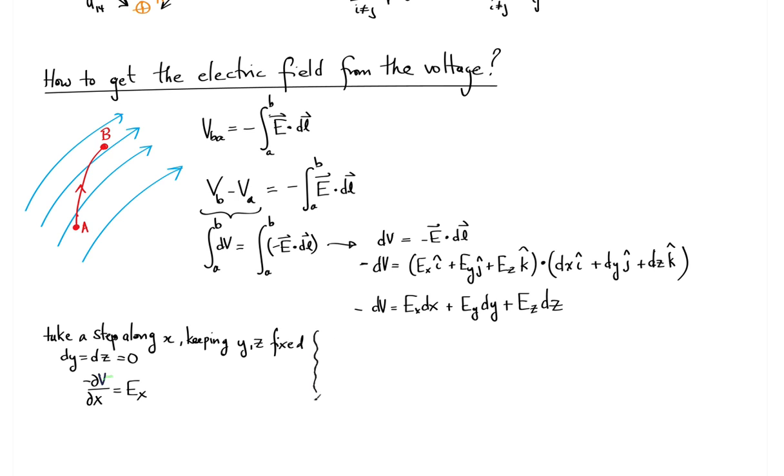And then likewise, if we step along y, keeping x and z fixed, then we basically have a very similar expression, minus dV/dy is equal to E sub y. And then the same thing for stepping along z, right? Keeping the other two fixed.